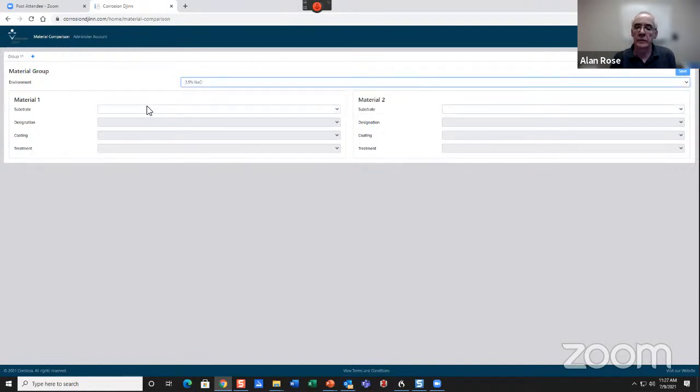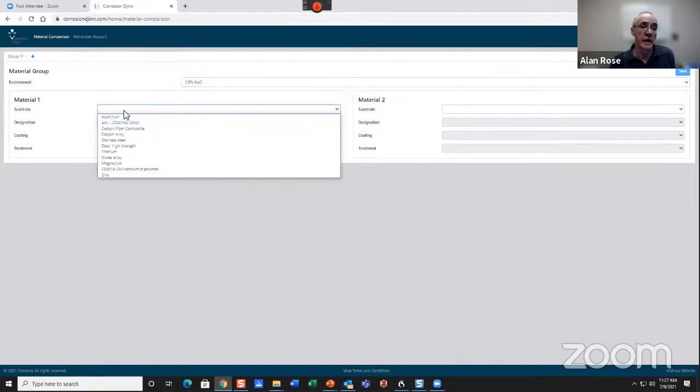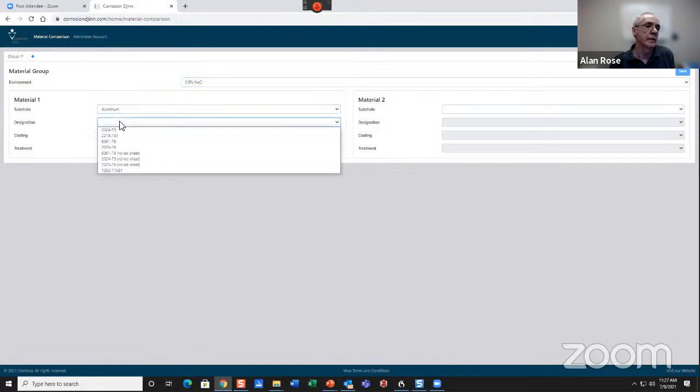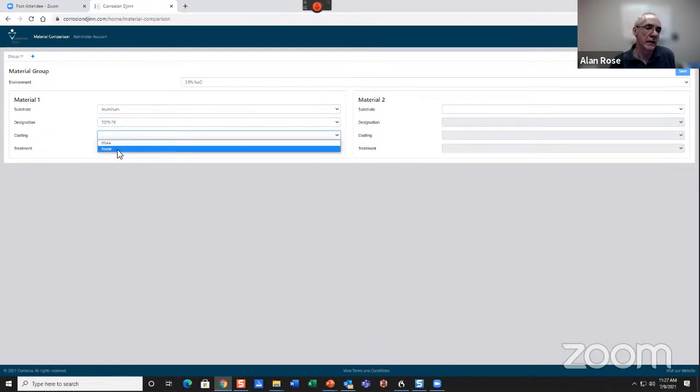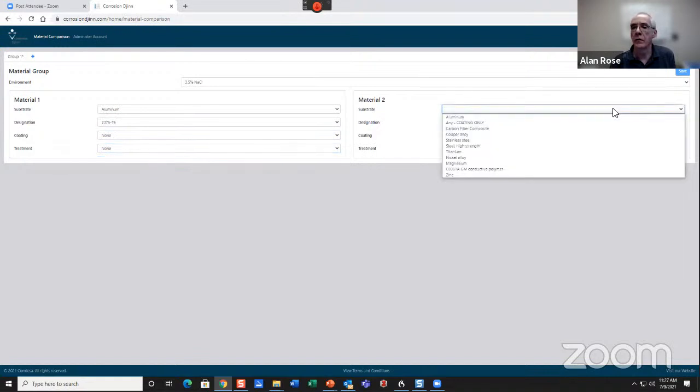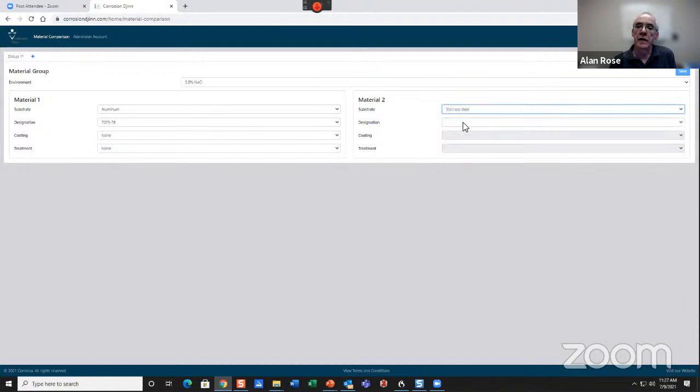So we consider them in material couples, and we describe each material: substrate, designation, coating, treatment. So substrate is like the element or the alloy, so aluminum. Designation could be the type, so 7075 T6 for my example here. Coating, anodized, let's say no for the moment, so I can show you the resolution that we have here. And then we'll go for a stainless steel fastener, 15.5 pH with no treatments.